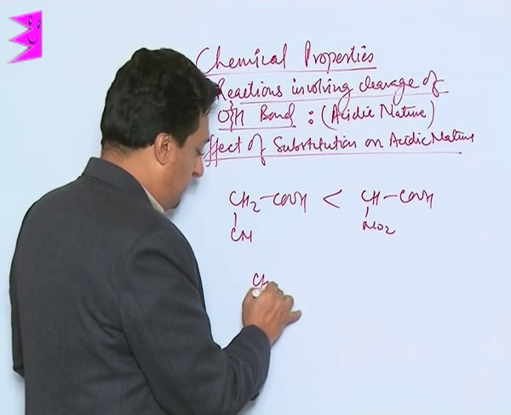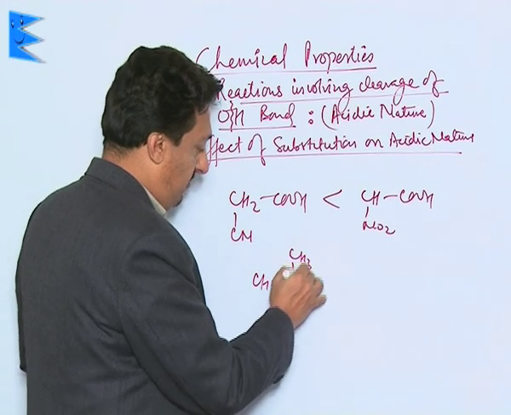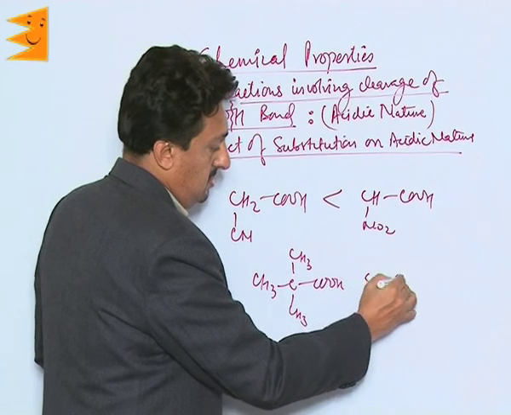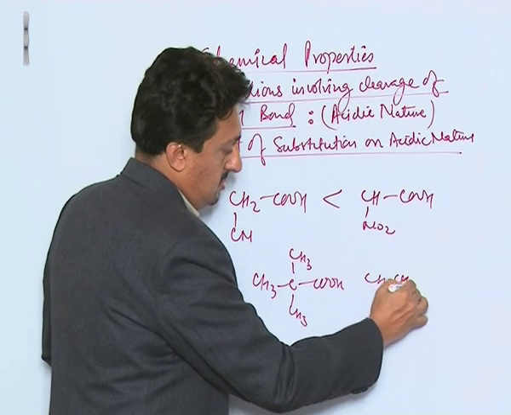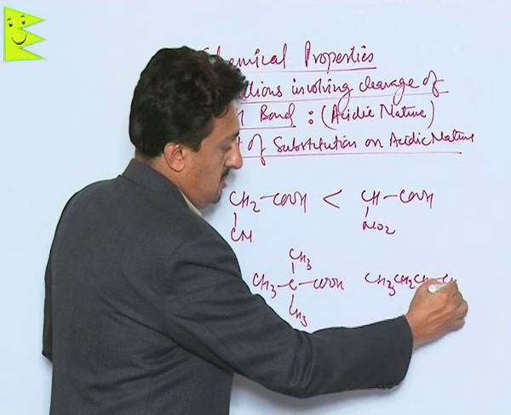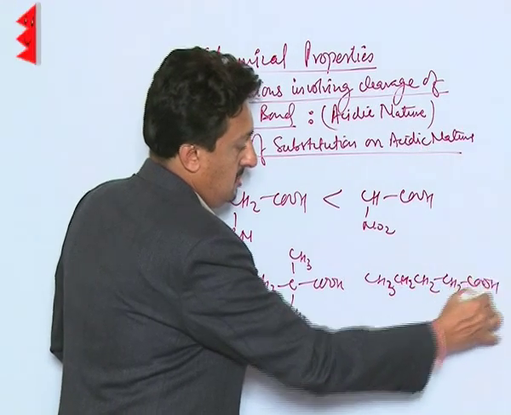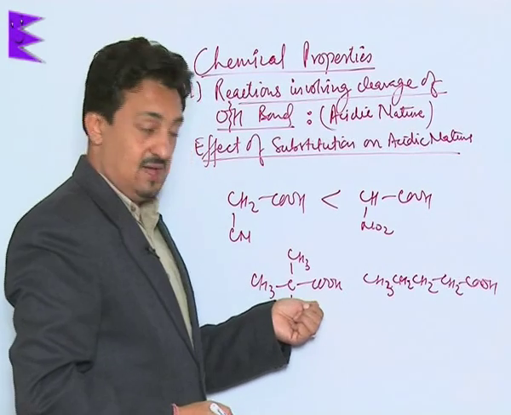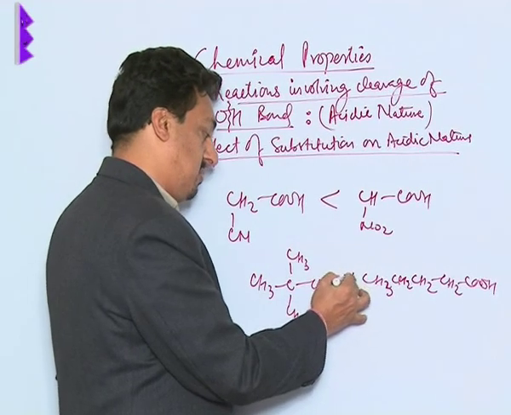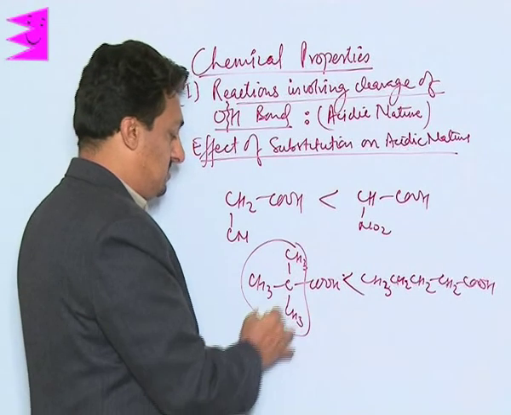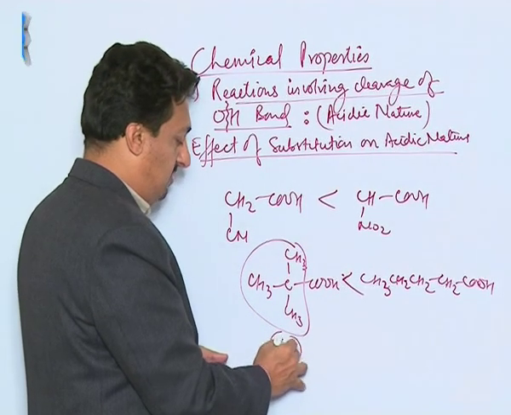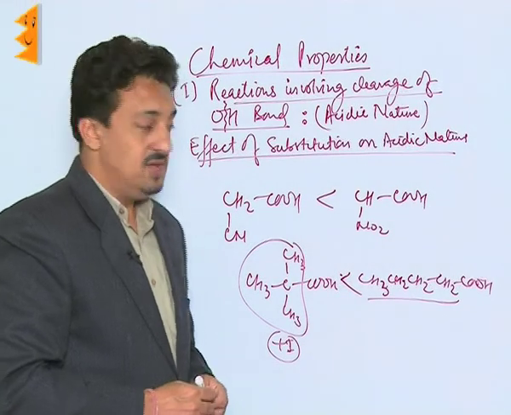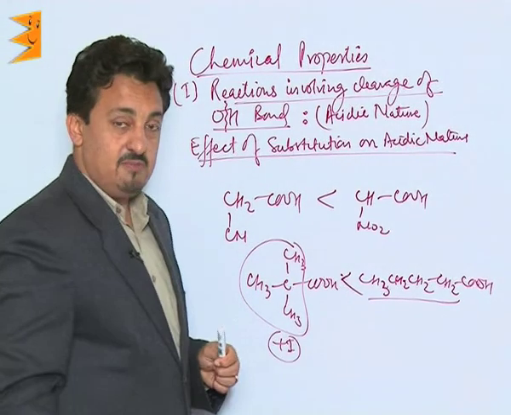Similarly, if I have to compare the acidic nature of propanoic acid and tertiary butyl carboxylic acid, what we find is this one will be less acidic because its plus I is much more powerful than the plus I of the normal butyl chain. So that is how it makes a lot of difference.